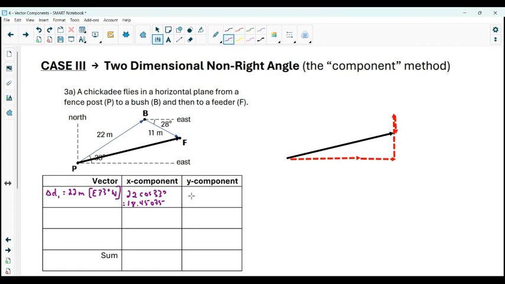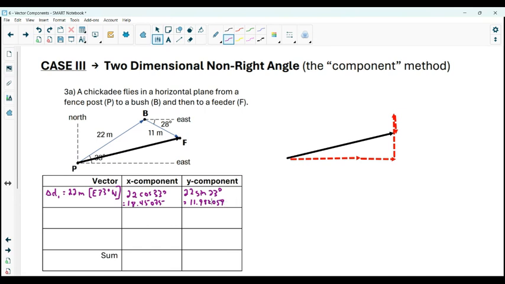For the y component, we're going to take the value of the vector, multiply it by the sine of the angle in between the vector and the x-axis. That was sine of 33 degrees. So what does that work out to? That works out to 11.982059. Got lots of decimal places there.